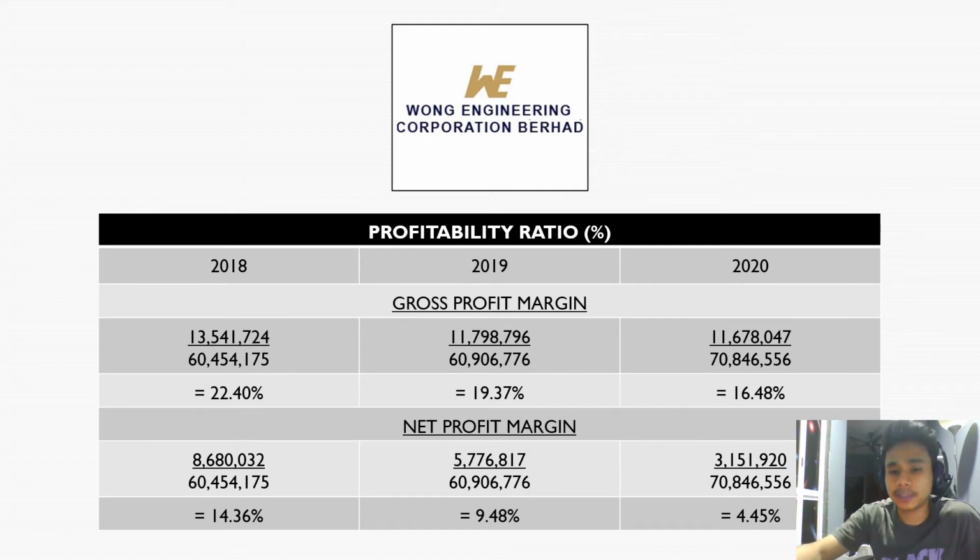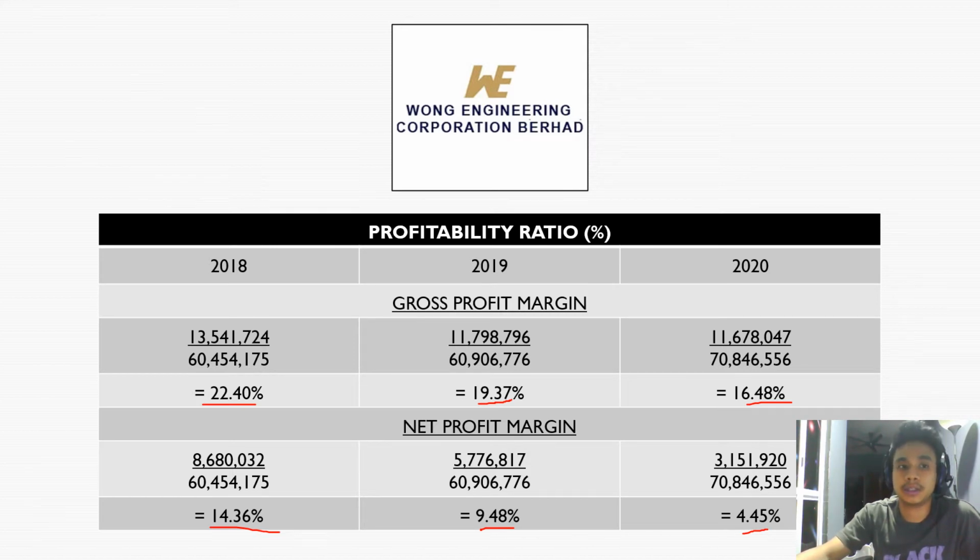Next is the profitability ratio, gross profit margin. It shows a decreasing movement from 2018 to 2020. The company earned the highest gross profit margin in 2018, which means that the company had more money to pay its expenses in 2018 over 2019 and 2020. Next is the net profit margin. The decreasing movement from 2018 to 2020 shows that the company is less efficient at converting sales into actual profit each year.